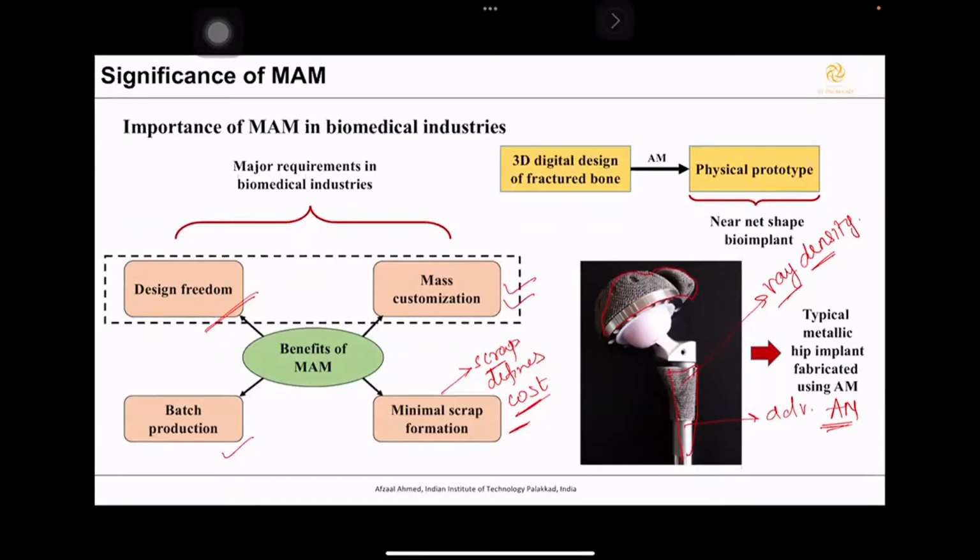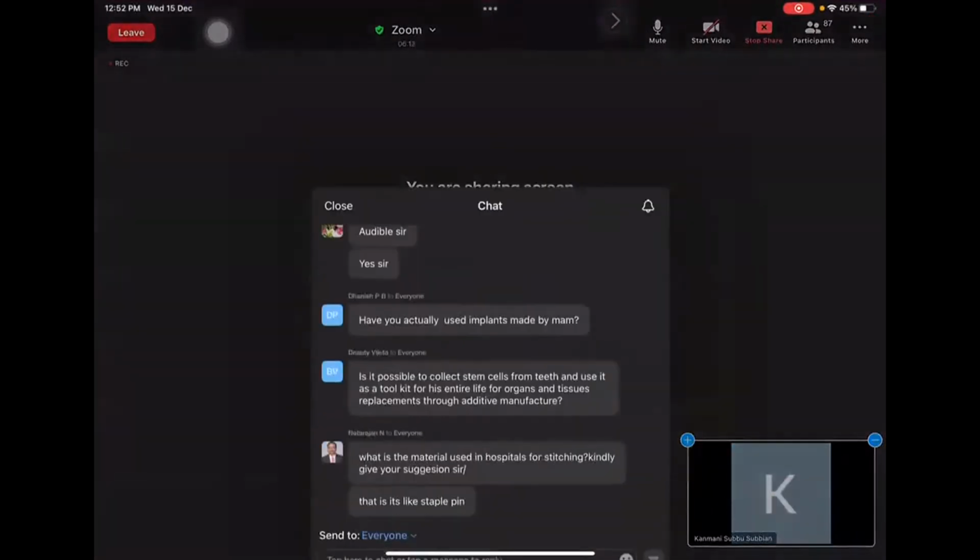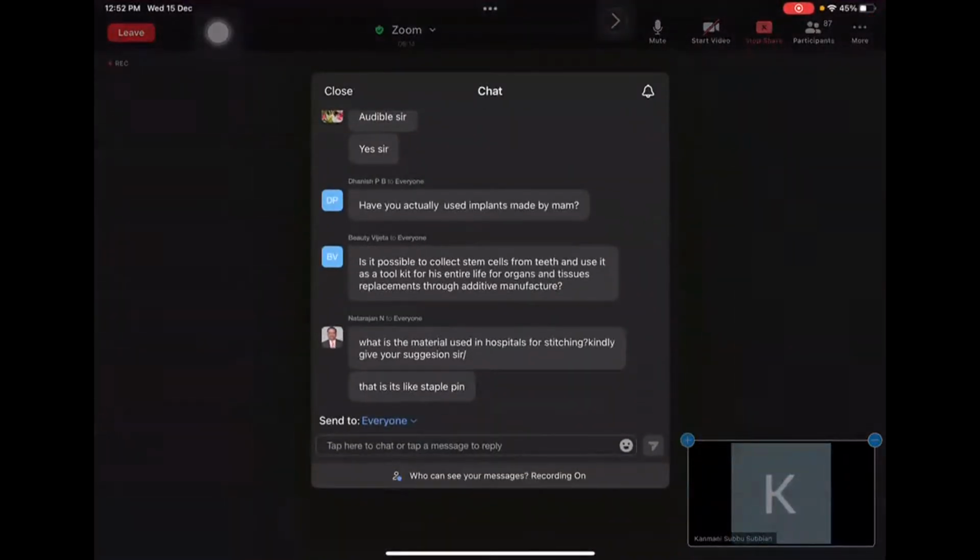There is one question: is it possible to collect stem cells from teeth and use them as a toolkit for its entire life for organ and tissue replacement through additive manufacturing? I did not get it. Again, please. You can also see it in the chat box. Can you just open the chat box and then you can get an idea. Is it possible to collect stem cells from teeth and use them as a toolkit for his entire life for organs and tissues? It's like a bio-additive manufacturing kind of thing.